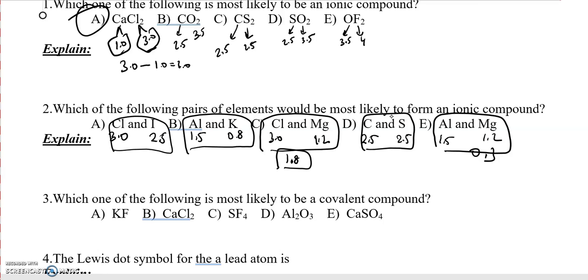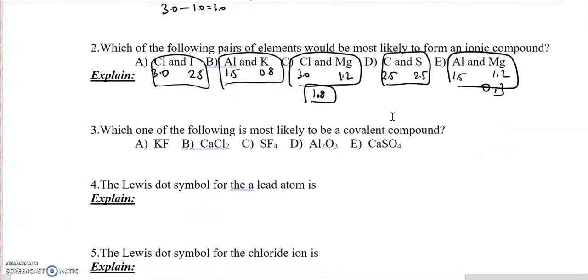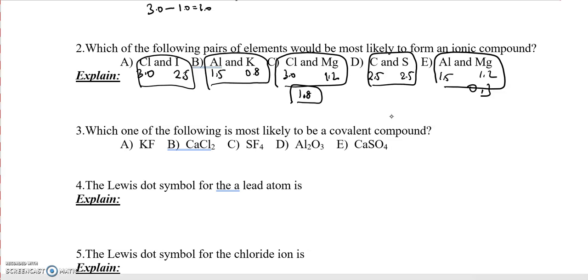So here's the point: this number 2 is a human-made number. We just say if it's more than 2, we call it ionic, and if it's less than 2, we call it polar covalent. It's a number we made up. So 1.8 is pretty close to that number, and we can say this is the one most likely going to be ionic. But this is not actually ionic; we don't want to call it ionic. It's just most likely to be ionic.